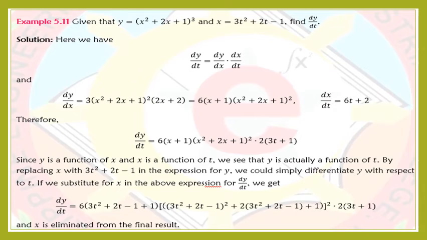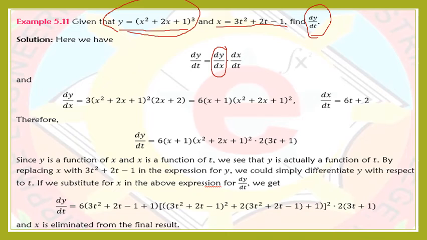For example, class, given that y equals to x squared plus 2x plus 1 quantity cube, so this is our function here, and x is equal to 3t squared plus 2t minus 1. Okay, so dalawa yung function natin dito. Y at saka y in terms of x and x in terms of t. So find dy over dt. Okay, paano ba natin yan i-solve? So here we have dy over dt natin class is just equal to dy over dx. Saan ko kinuha? Para ma-arrive natin si dy over dt, kukunin natin yung derivative nito.